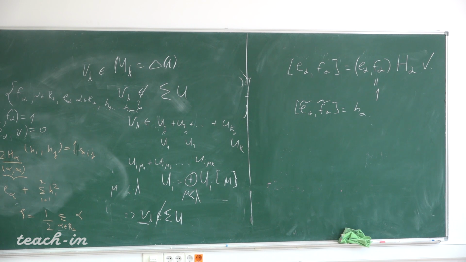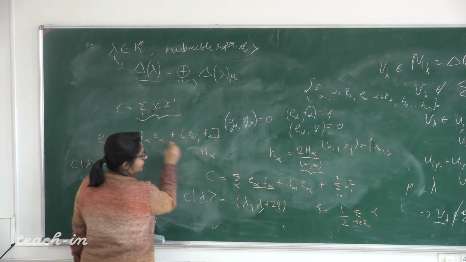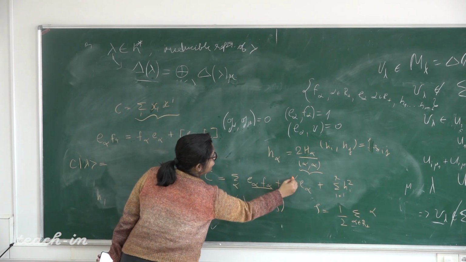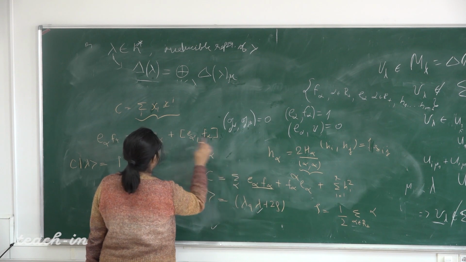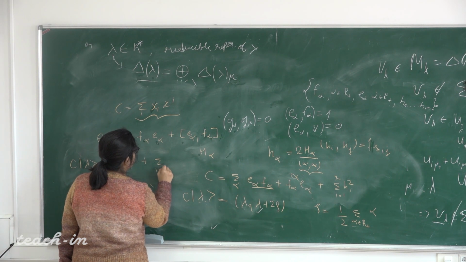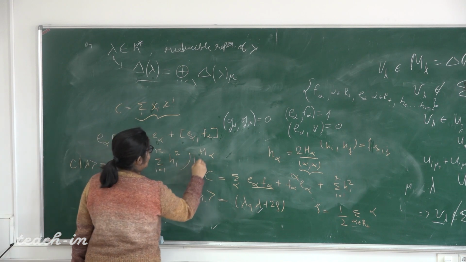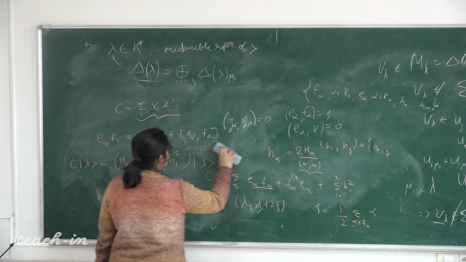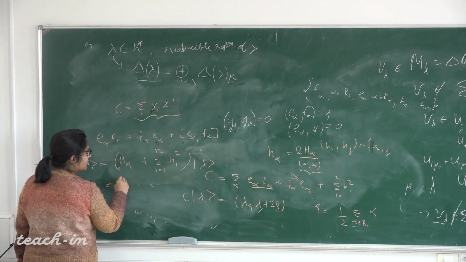Now the C is after operating on lambda. This one will kill, and this part I can write like this. E_alpha will kill, so I have this. So it's just H_alpha alpha plus epsilon lambda, chi square, this acting on lambda. But this will just give me H_alpha on lambda.